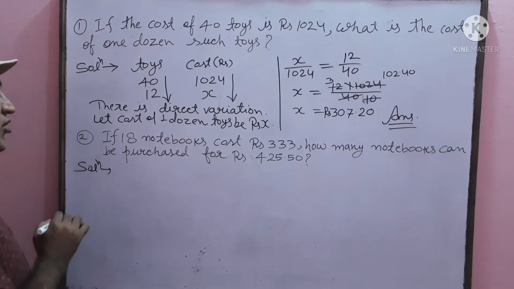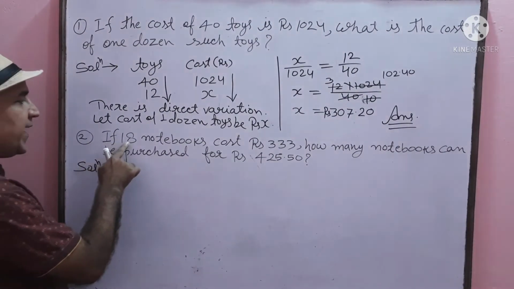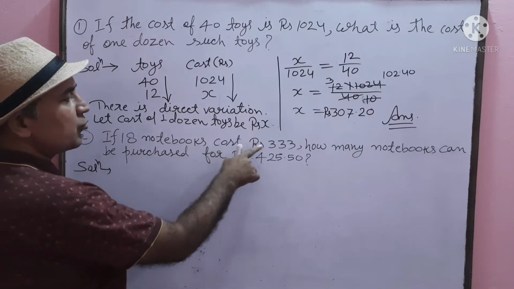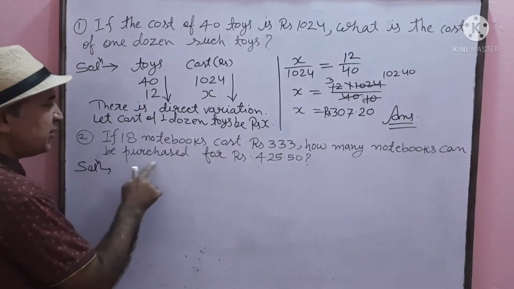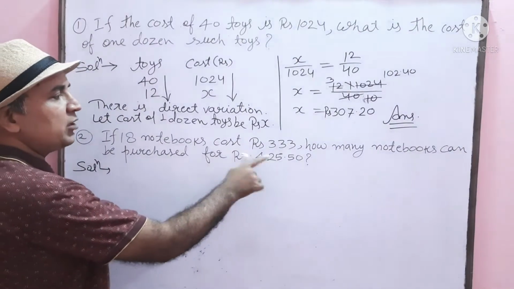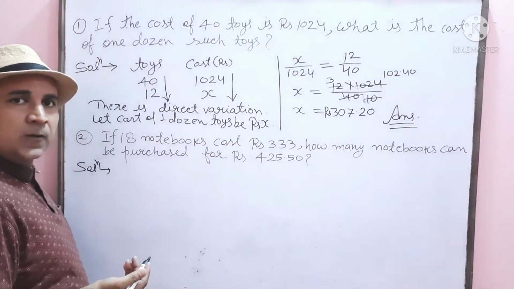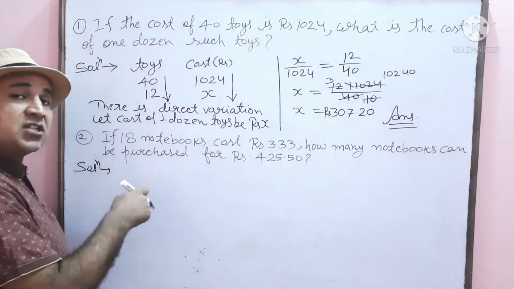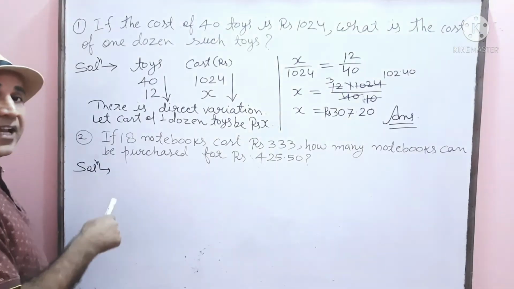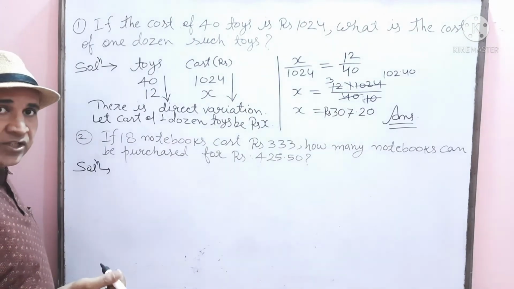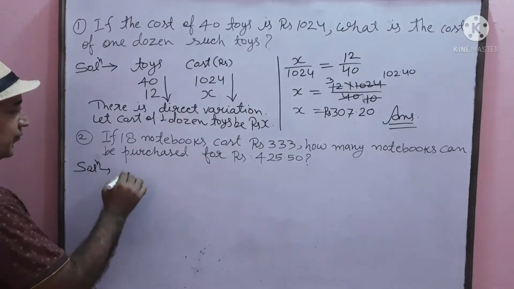In the second question, it is given that if 18 notebooks cost rupees 333, how many notebooks can be purchased for rupees 425.50? Again, we can do this question by the unitary method also. I am reminding you. But today we are learning direct and indirect variation. So see how to solve.